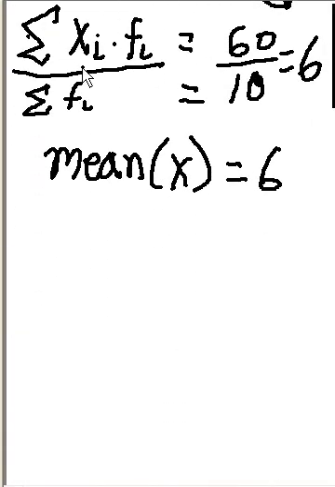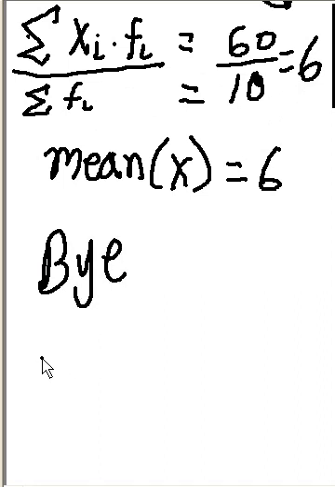And we can represent it this way. The sum of the integer itself times its frequency. And that gives us 60, as we saw before, and that divided by the sum of the frequencies, which gives us 10, and that comes to 6. And that's pretty much all I have to say for now.